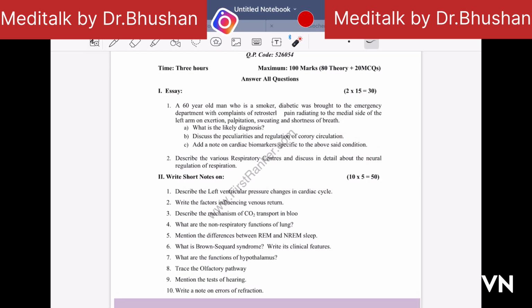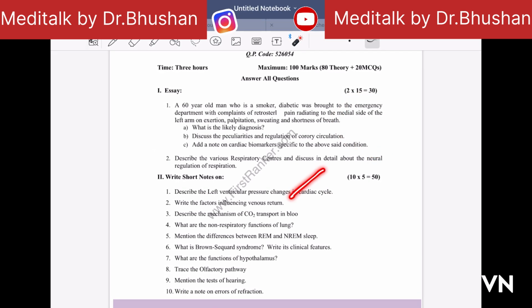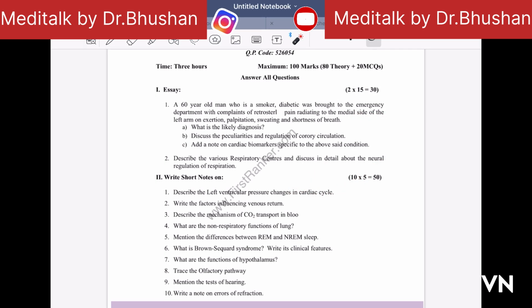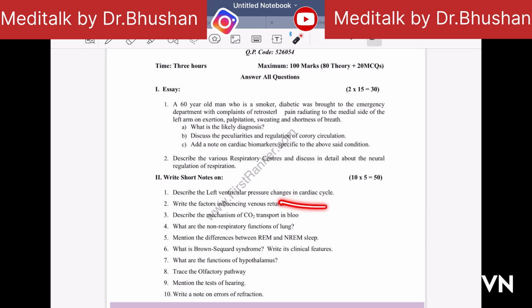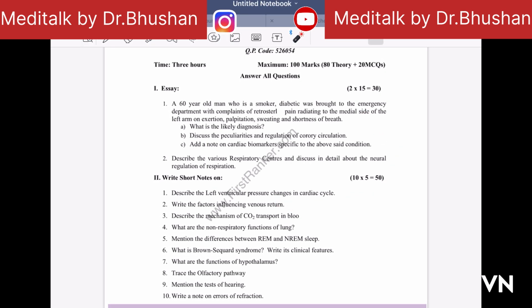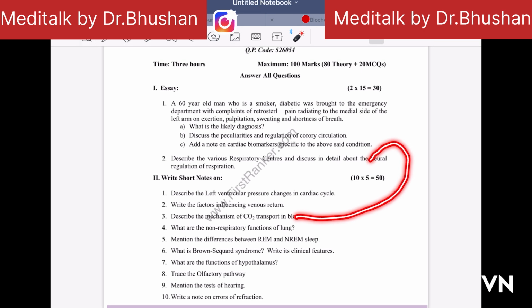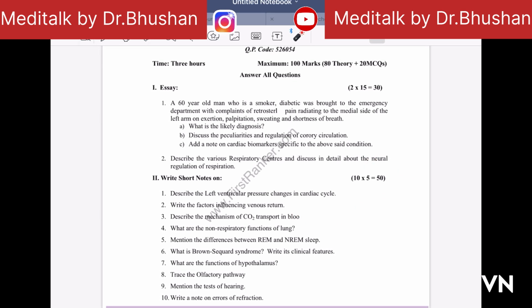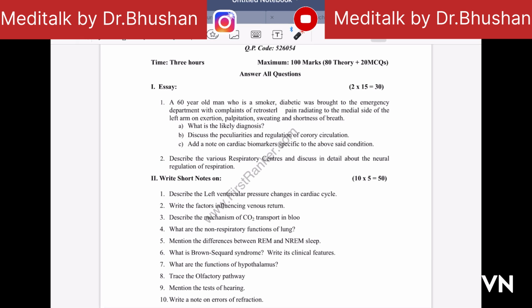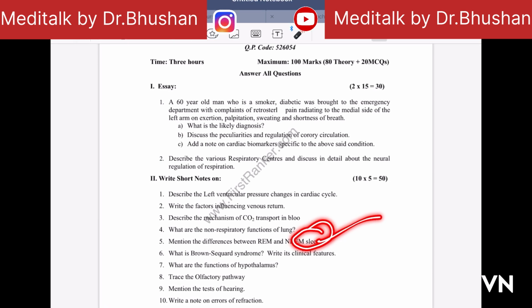Short notes: describe the left ventricular pressure changes in the cardiac cycle. This is also related to this. Factors influencing venous return. Mechanism of CO2 transport in blood. This is also respiratory. What are the non-respiratory functions of the lung? Mention the difference between REM and non-REM sleep. This is also a repeated question.